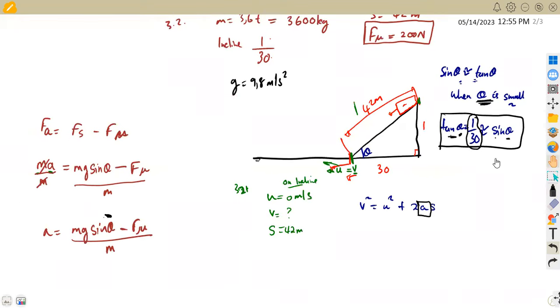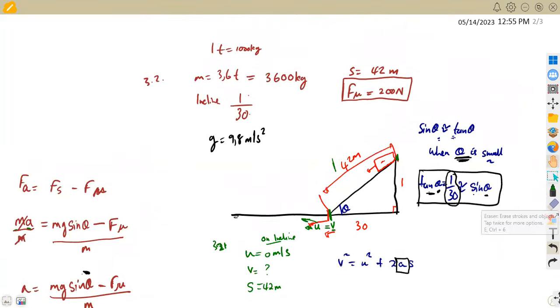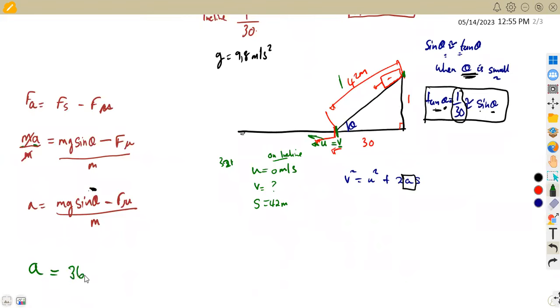So that is the consideration that you're going to have. In this case, I'm just going to substitute the values. Acceleration is equal to the mass, where we converted our mass to kgs. We got 3,600 kgs. Take note, it was 3.6 times, so it's going to be 3,600 times the gravitational acceleration of 9.8 times the sine of theta, where we said sine of theta approximates to tan, so it approximates to 1/30.